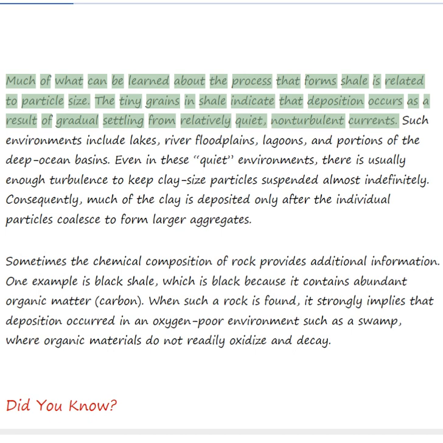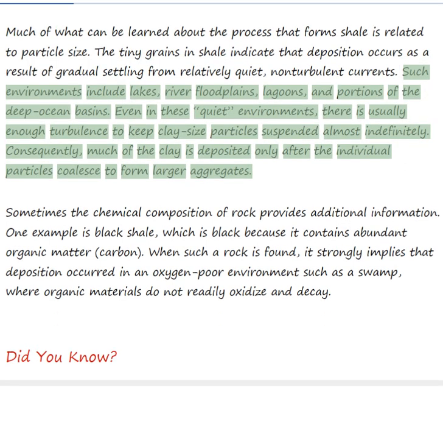Much of what can be learned about the process that forms shale is related to particle size. The tiny grains in shale indicate that deposition occurs as a result of gradual settling from relatively quiet, non-turbulent currents. Such environments include lakes, river floodplains, lagoons, and portions of the deep ocean basins. Even in these quiet environments, there is usually enough turbulence to keep clay-sized particles suspended almost indefinitely. Consequently, much of the clay is deposited only after the individual particles coalesce to form larger aggregates.